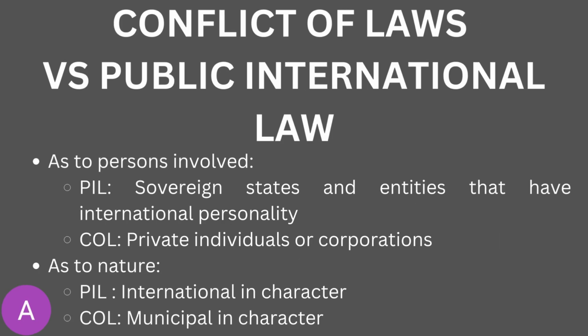Distinguish conflict of laws from public international law. As to persons involved, public international law governs sovereign states and entities that are internationally recognized or possessed of international personality, such as the United Nations Organization, while conflict of laws governs private individuals or corporations. As to nature, public international law is international in character. Conflict of laws is municipal in character.